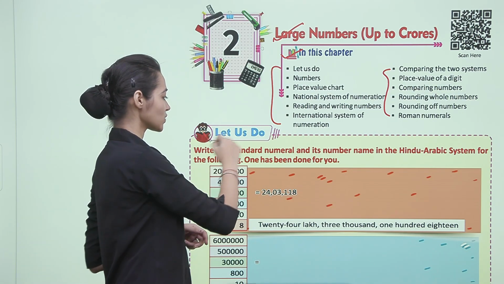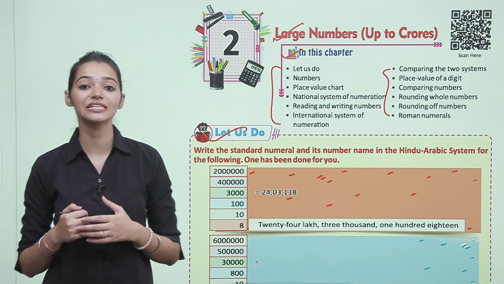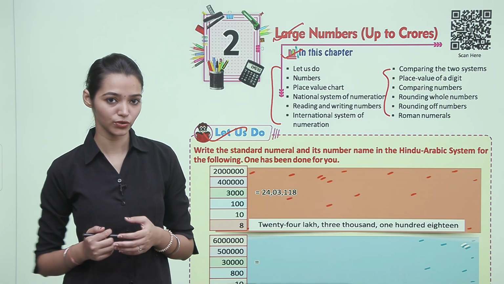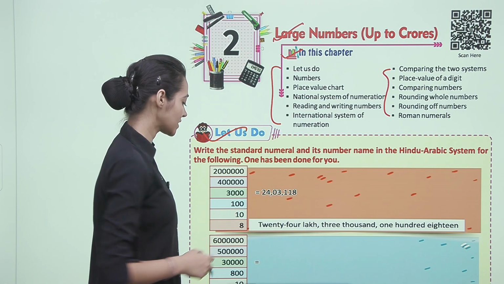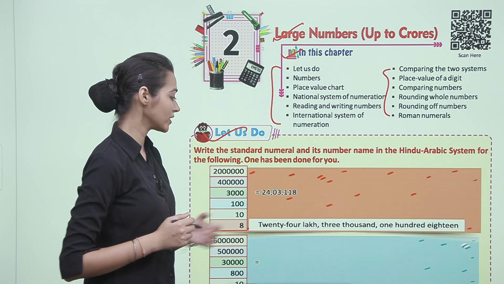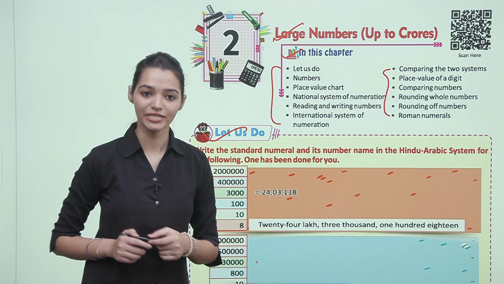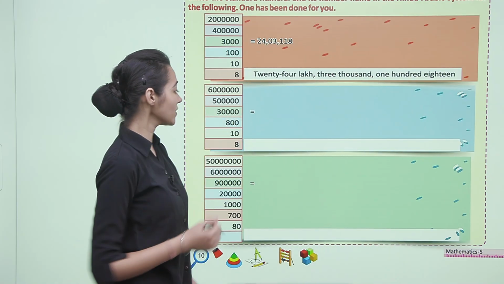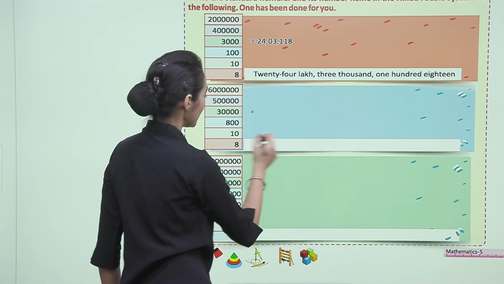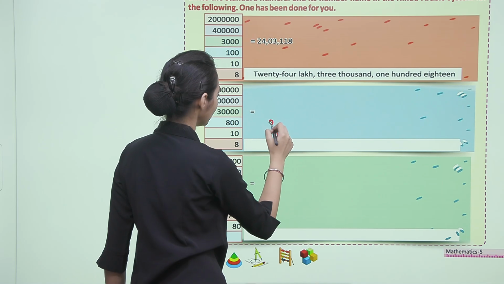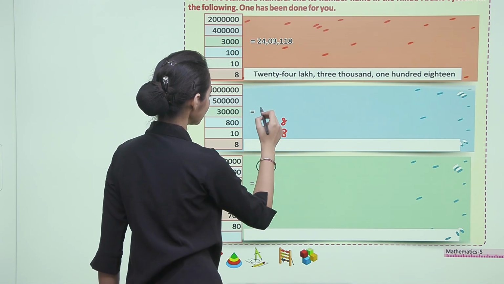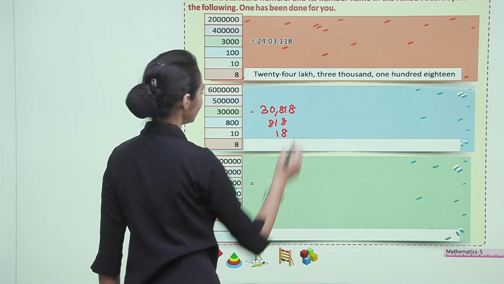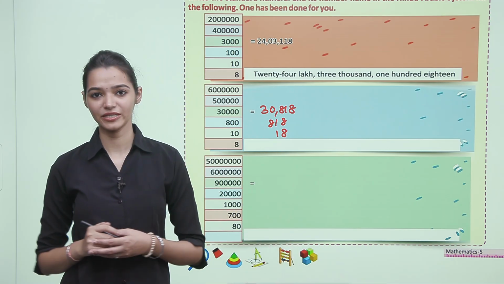Now let's start with Let Us Do. We have to write the standard numeral and its number name in the Hindu-Arabic system for the following. One has been done for you, as it is 24,03,118. The next one will be 30,818, and that's how we can complete the remaining part.